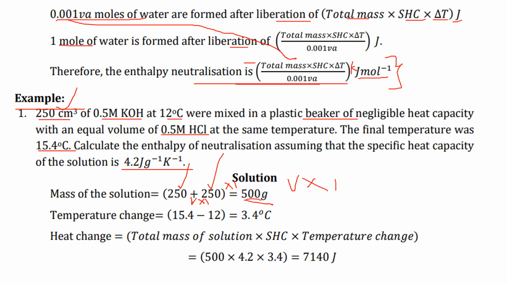And then we get the temperature change by taking the final steady temperature and subtracting the initial temperature. Remember that the two solutions were at 12 degrees Celsius, which was the only initial temperature given. So it's 15.4 less 12, which gives 3.4 degrees Celsius. The heat change is given by the total mass of the solution times specific heat capacity times temperature change, which is 500 times 4.2 times 3.4. Putting everything in the calculator, we end up with 7,140 joules of heat. Now we want to see how many moles of the solution gave out these joules of heat.